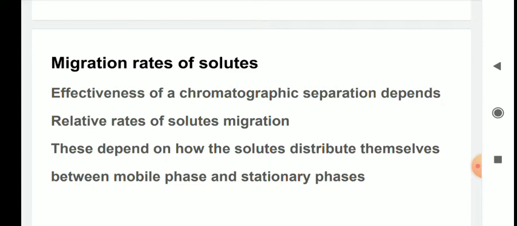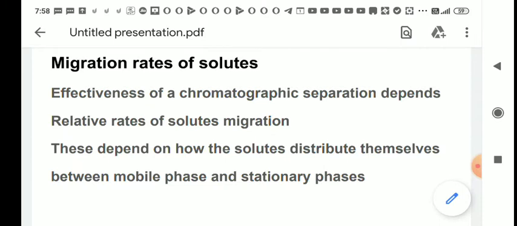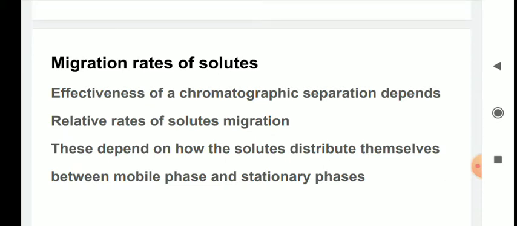Now we have seen that zone broadening happens when the mixture components pass through the column and each component forms a band on the column, and as the component travels down the column, the bands widen, and you get what is called zone broadening. The zone broadening is something which is not desirable because it can cause overlap of the bands. If there are many components, then there may be overlap of bands due to zone broadening.